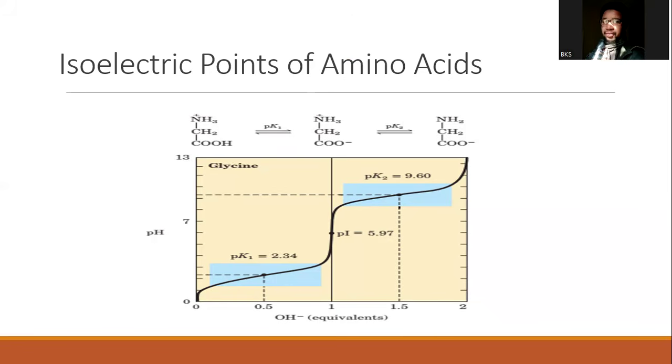So when you want to calculate the isoelectric pH of an amino acid, you add the pKa of the amino group, which is found in the basic region, and the pKa of the carboxyl group, which is found around the acidic region. You add them and divide by 2. That is the isoelectric pH. That is the pH at which the positive and negative charges of that amino acid are equal, and then the amino acid is considered neutral.